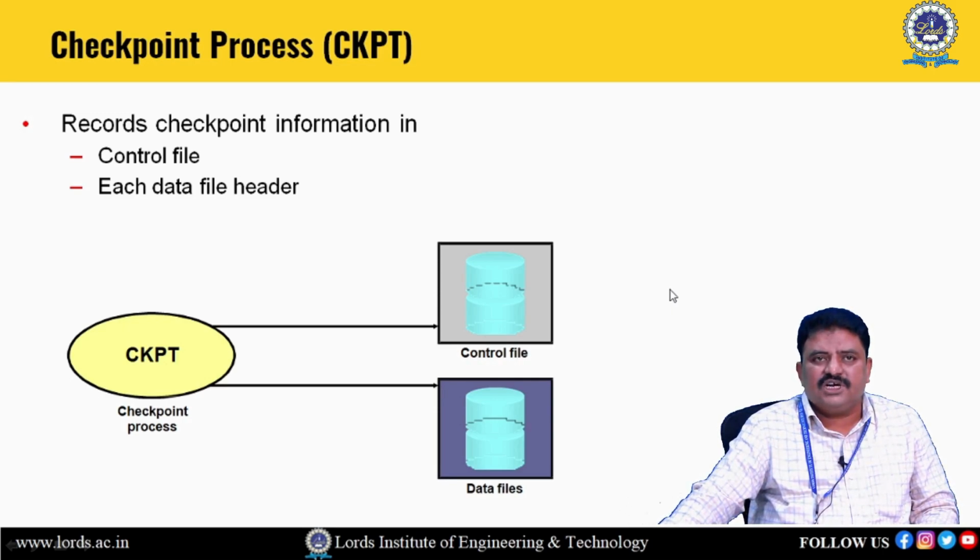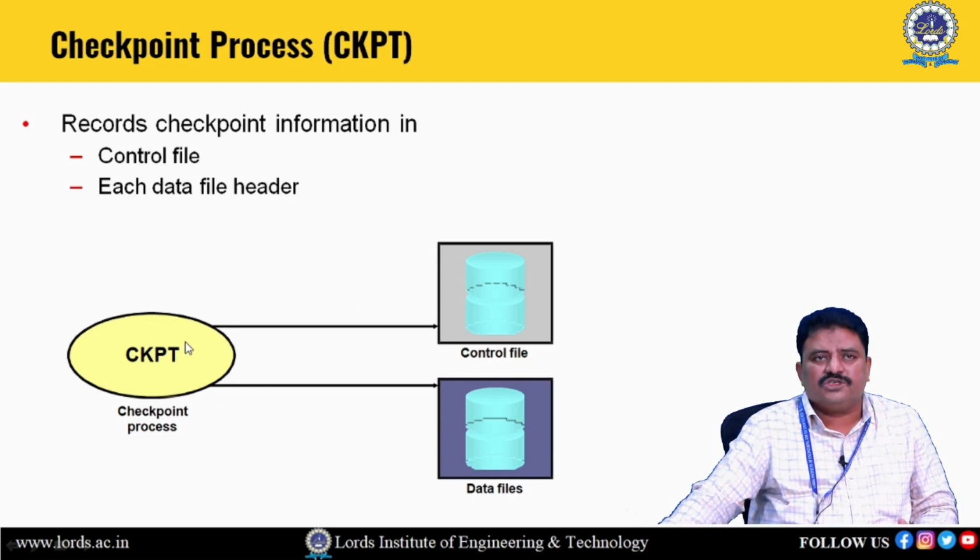Each data file has its header, and inside the data file header, the information regarding to what extent the database has taken the transactions is written by the checkpoint process onto the data file. This checkpoint is required whenever a transaction fails or is aborted, to know from which particular commit point the transaction has to be recovered. To get that information, we have the checkpoint process.